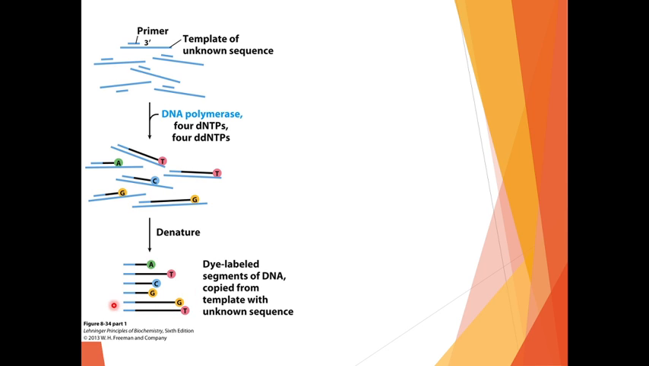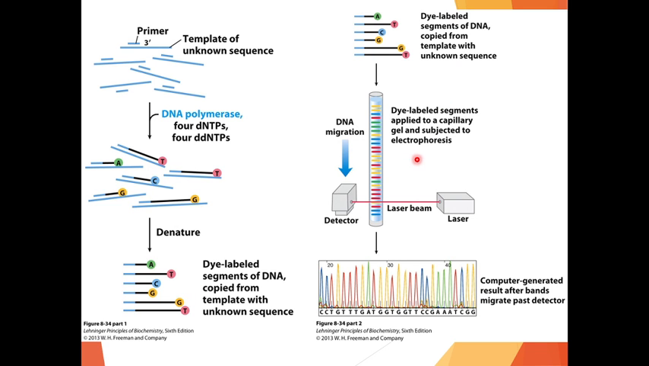All 4 labeled ddNTPs are added to the reaction mixture and mixed together. The resulting colored DNA fragments are separated by size in an electrophoretic gel, and this gel is in a capillary. So it's a capillary gel in a single band. The color associated with each band is detected with a laser. The capillary is inserted in the path of a laser beam, which is then detected by a detector.